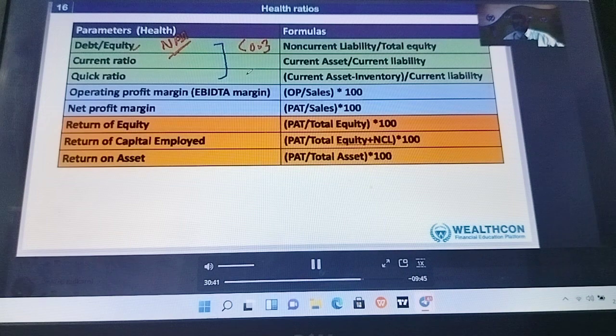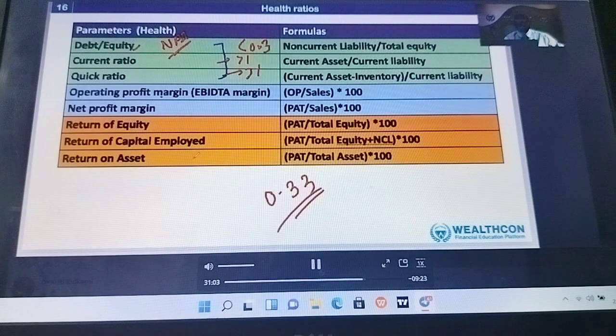Absolute numbers may vary. Tomorrow someone may say, but sir, the debt equity ratio is 0.83, should I select or not? So there you have to use common sense on a case to case basis. These are the guidelines. Numbers are the guideline. This is not an absolute value where you restrict to less. Current ratio obviously more than 1, and quick ratio more than 1.